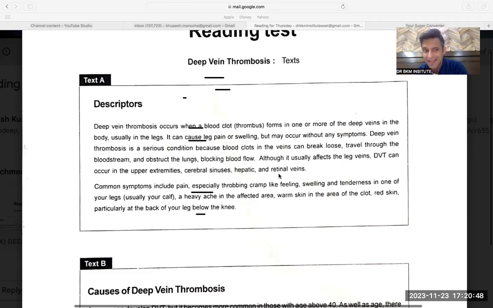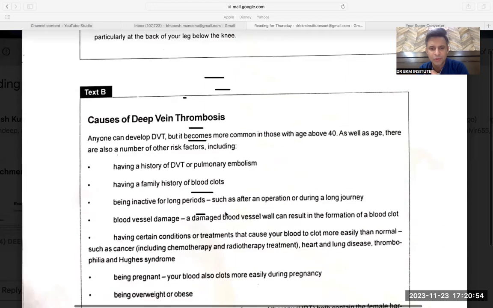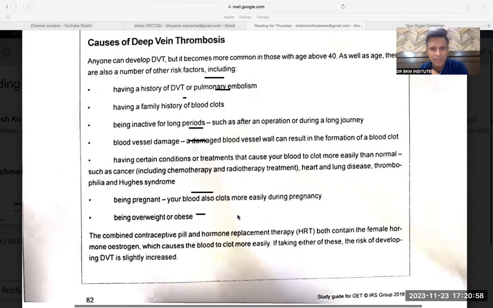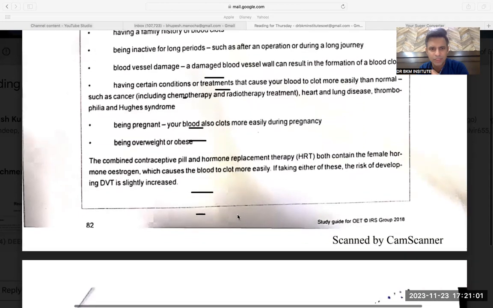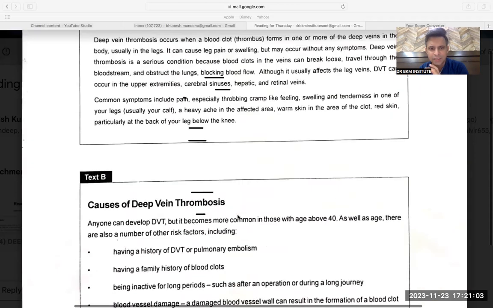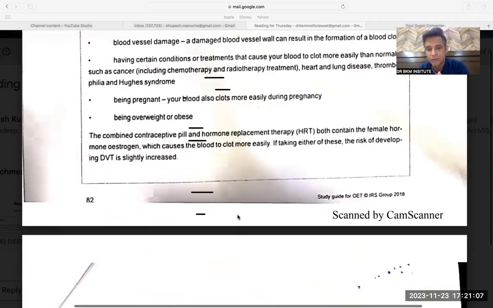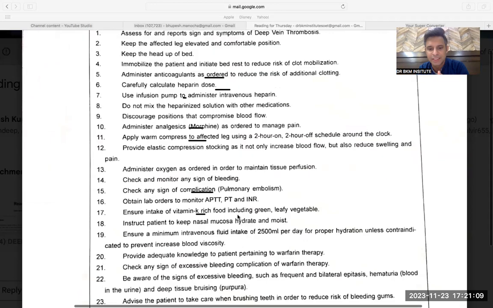So it is talking about the effects of deep vein thrombosis. Common symptoms, feeling this, headache. I was trying to find that word, clotting cascade. Somehow it should have been over here only, but I have not been able to find that clotting cascade somehow. I was thinking at least that question I would find easily.